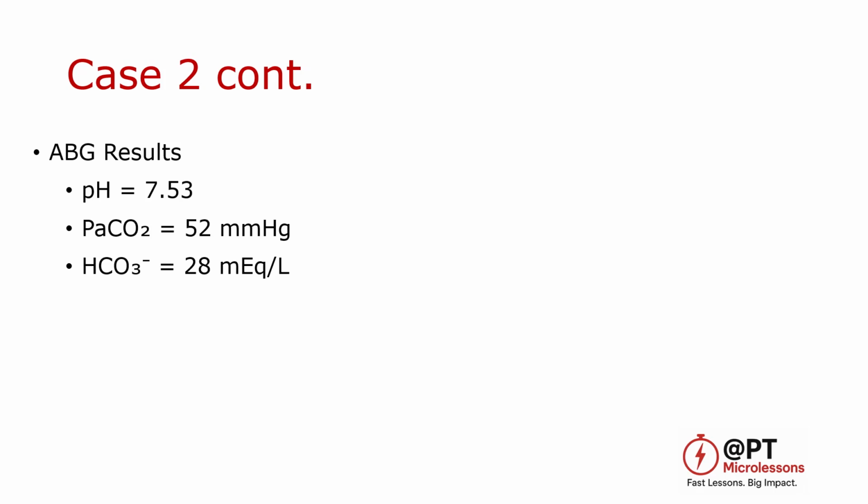The pH is 7.53, indicating alkalosis. There are only two things that can cause an alkalosis: a low PaCO2 or an elevated HCO3. In this case, the elevated PaCO2 cannot explain the alkalosis. The HCO3 is elevated, which does explain the pH. Therefore, the primary disorder is metabolic alkalosis.